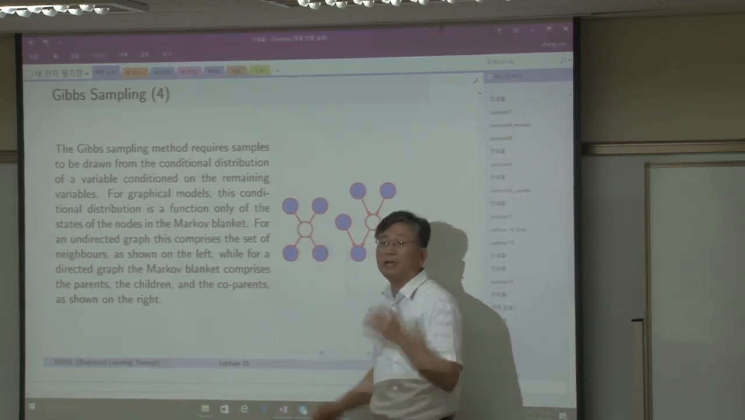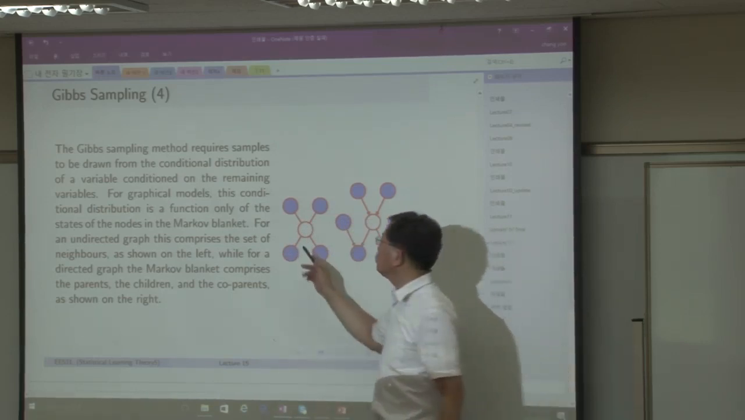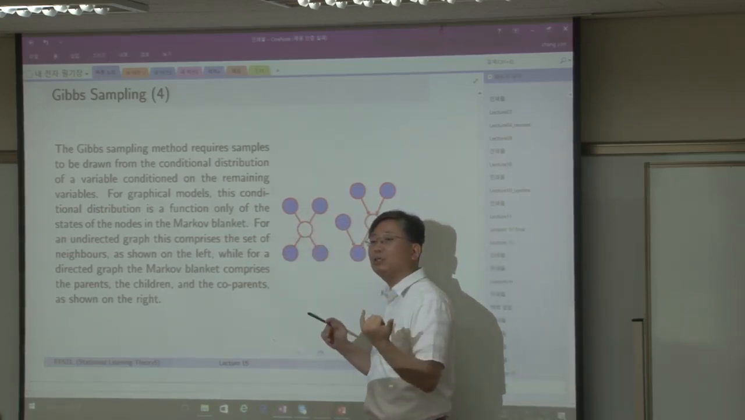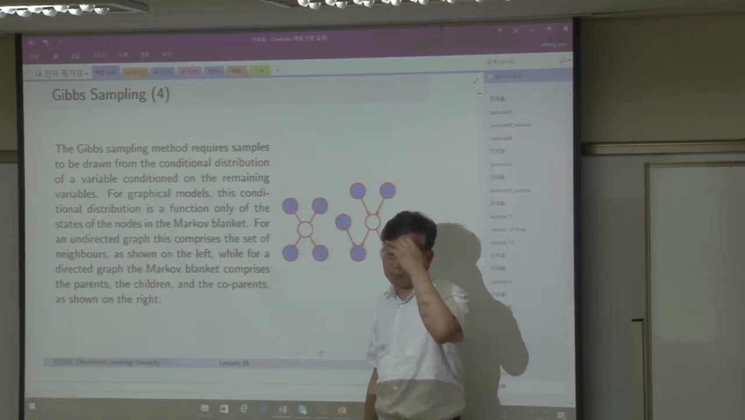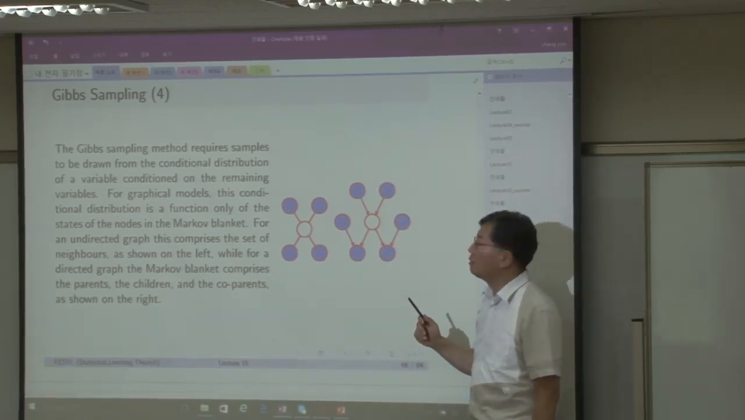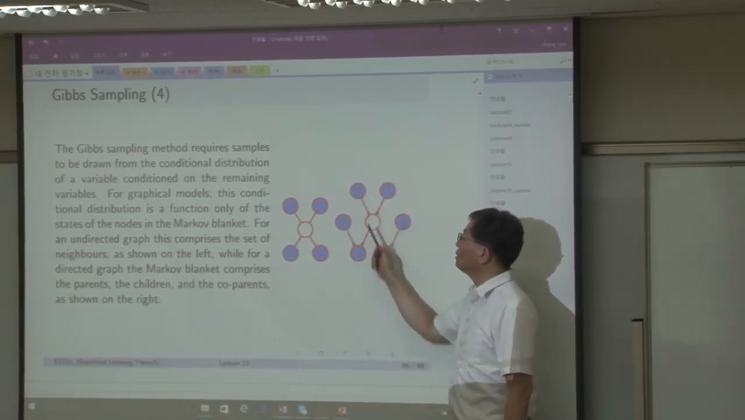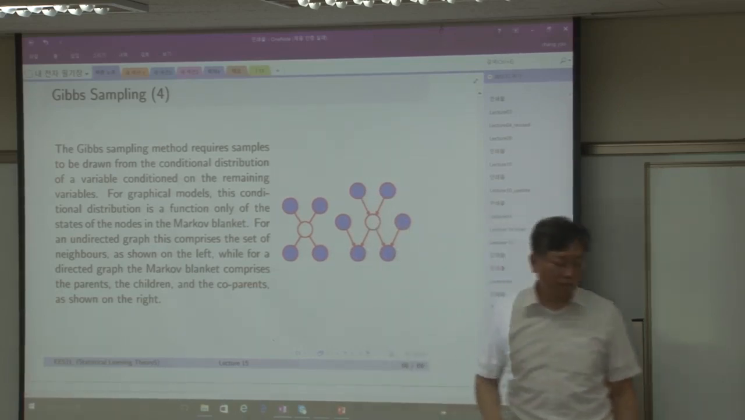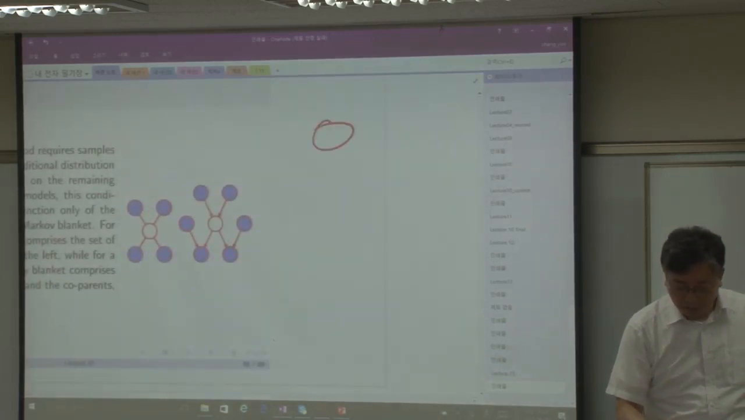An undirected graph is represented by the product of the cliques. Okay? So you just pick out that clique potential and then sample, given the others. Okay? And for a directed graph, this is the Markov blanket. You keep all of this the same, and sample from that. Another very easy thing, just look at this right here.